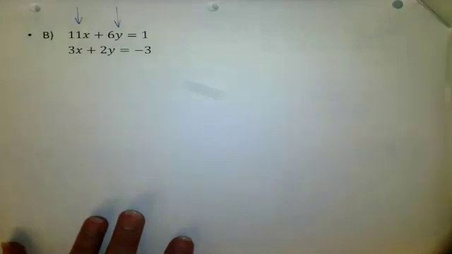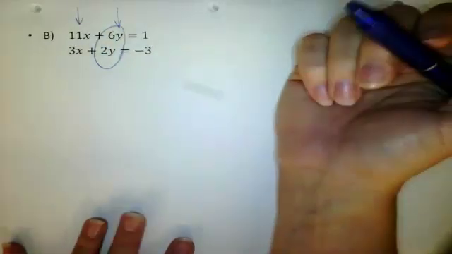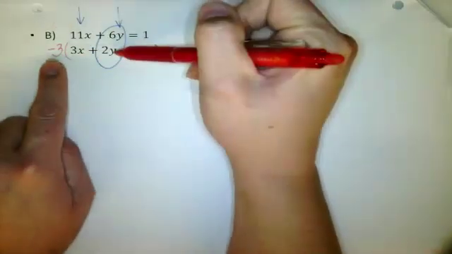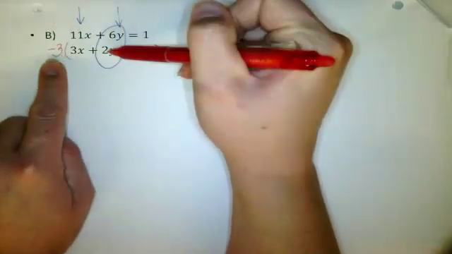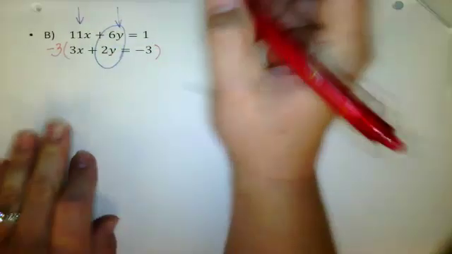Which ones are friendlier? The 6 and 2. Yeah, 6 and 2 are definitely friendlier. So what can we multiply by? So they're opposites. -3. Very good. So I'm going to multiply the bottom equation by -3. That way I have a positive 6y and a negative 6y. I want them to be opposites.